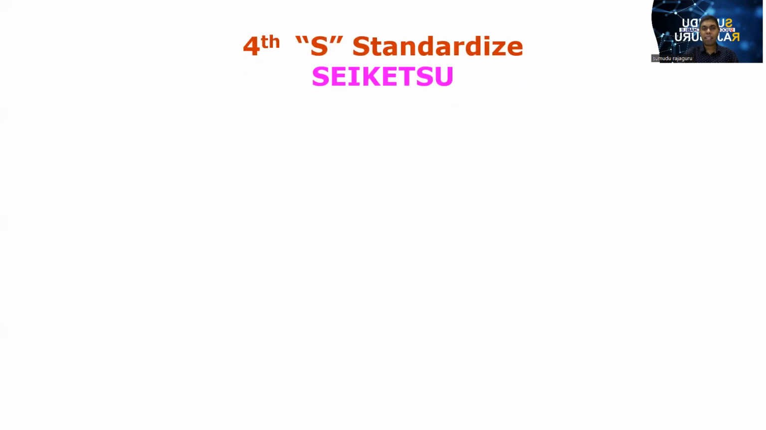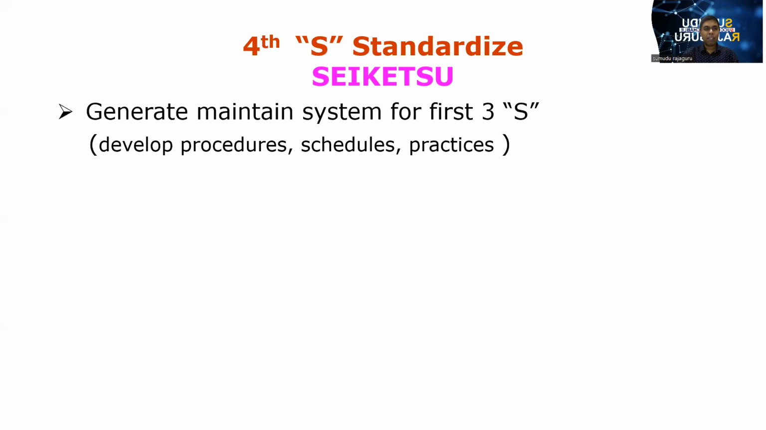The fourth one is Seiketsu, standardization. Generate and maintain a system for the first 3S. Actually, standardization is the system we are going to set up to maintain the first 3S: Seiri, Seiton, and Seiso. If you want to maintain those 3S, we have to standardize. So standardize means we have to develop the procedures, schedules, practices, all those things, and review the first 3S.